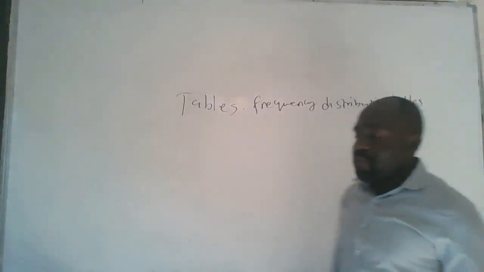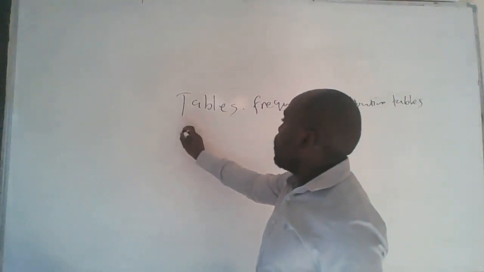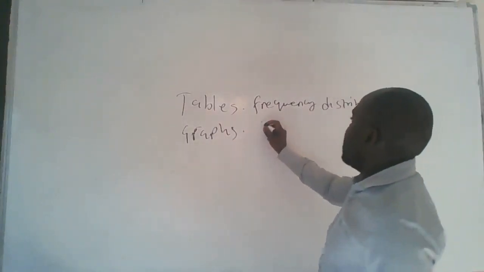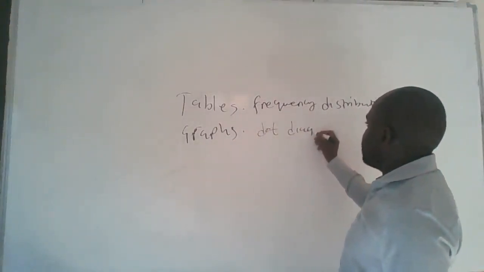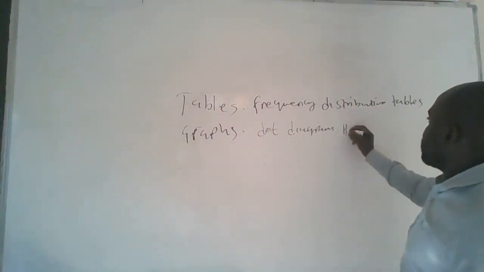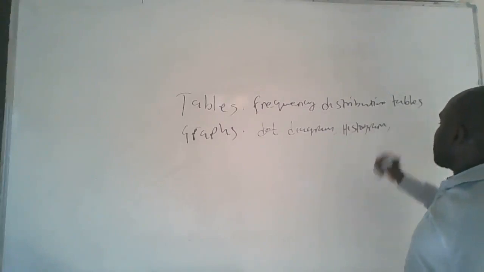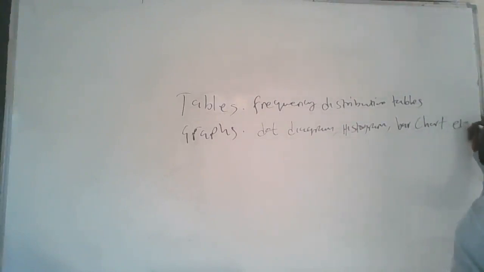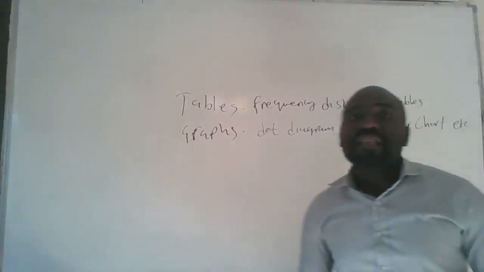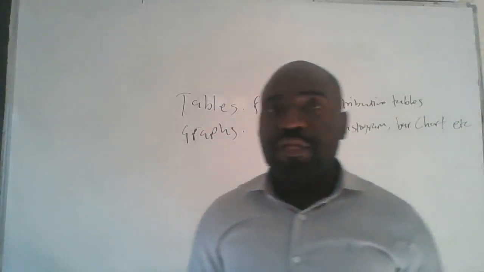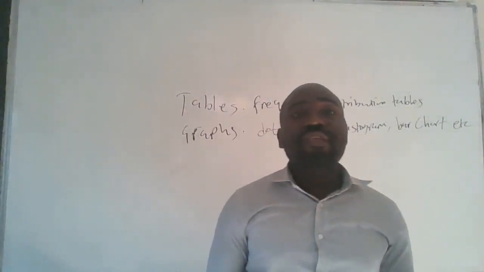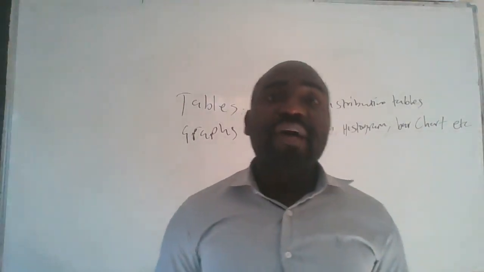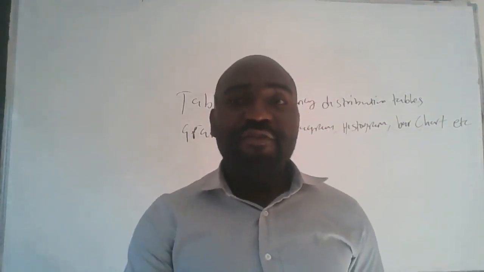The second type of presentation that we are going to look at is that of graphs. For example, you can talk about the dot diagram. You can also talk about the histogram. We can also talk about the bar chart, the stem and leaf plot, the box plot, and so on. So in this video, we are going to use the tables as well as the graphs to present our data. Let's first start by looking at the frequency distribution.